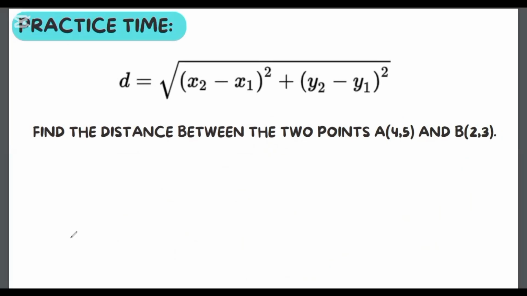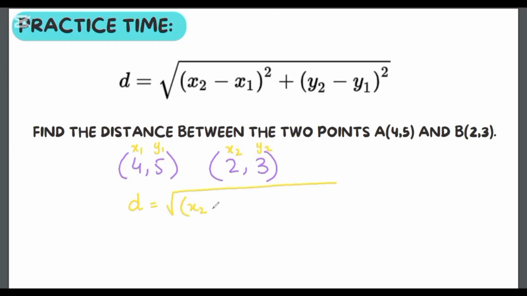Let's do it together. The first step is to identify the coordinates of the 2 points. We have 4, 5 and the second one is 2, 3. So this is our x1, this is our y1, this is x2 and this is y2. Let me just rewrite the formula over here. This is d equals under root x2 minus x1 whole square plus y2 minus y1 whole square. The next step is to plug in the values.